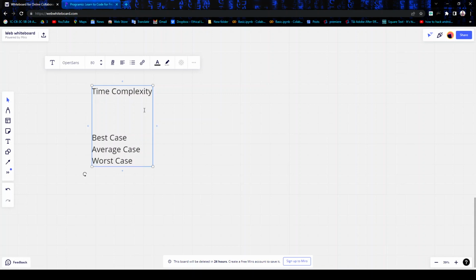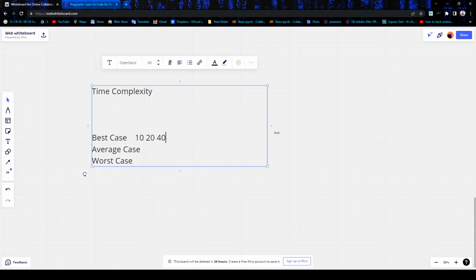Okay, so what happens, let's say we have an array. We have a particular array that is 10, 20, again 30, 40, 50, 60, and I will increase the size of the array: 70, 80, 90, and 100.